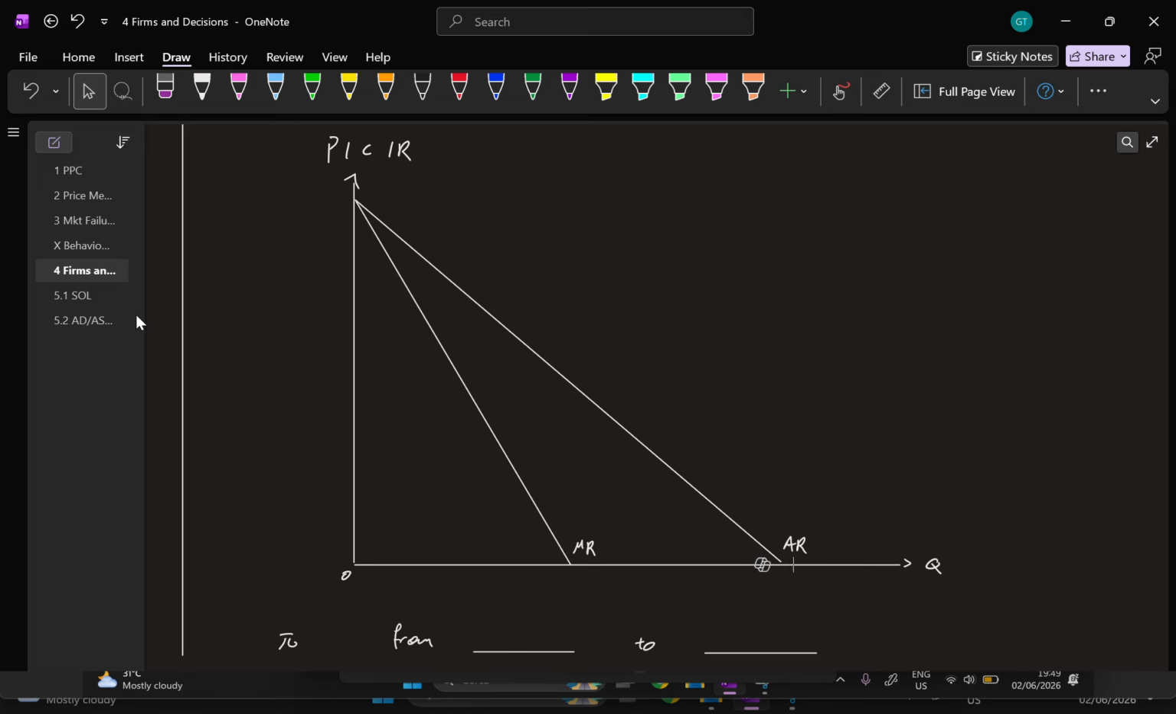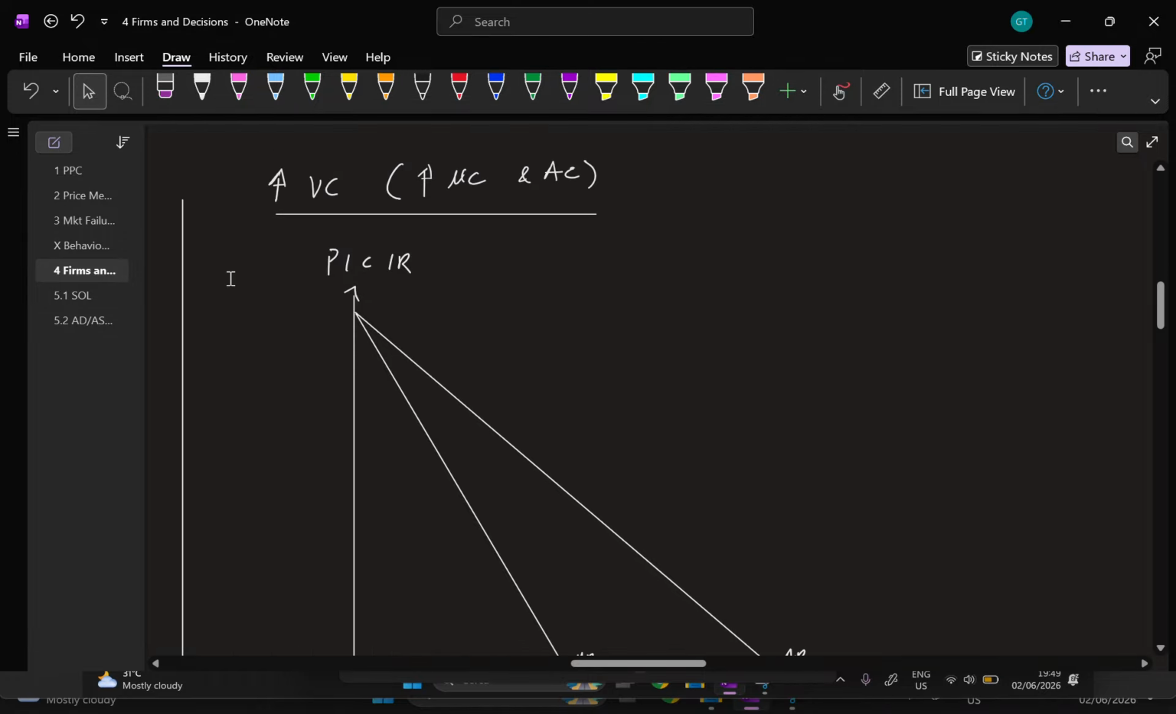The cost diagram, very thankfully, is a lot more humane than the revenue diagram. Okay, so MR and AR are going to remain unchanged. In this video, I'm going to show an increase in variable costs. An increase in variable costs will increase both your MC and your AC.